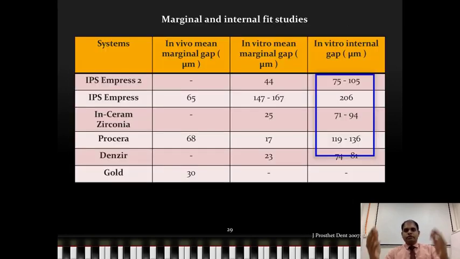So this is a table from this literature. We can see that among all the systems, the IPS Impress has the highest internal gap, 206, but the others are within the limit, between 100 and 105, which is pretty much acceptable in clinical practice. So we should take all these facts into consideration prior to choosing the proper ceramic system for our restoration.